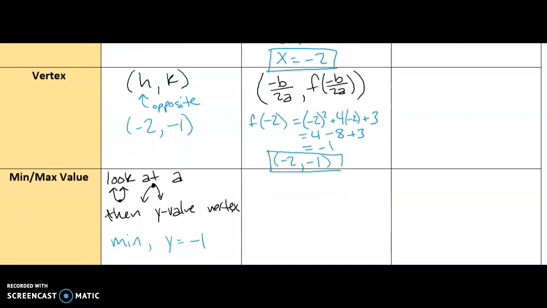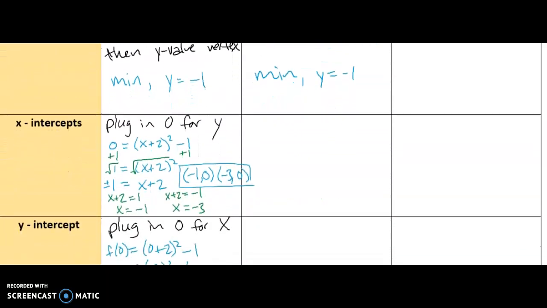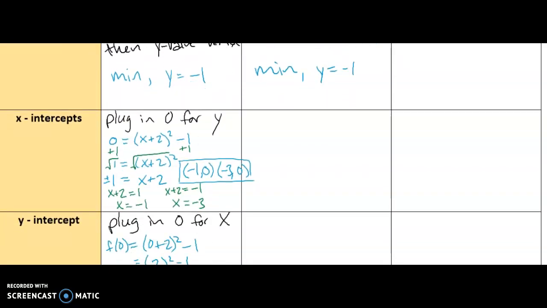Okay? To find the min or max value, it is going to look exactly the same as vertex form. And our a was positive, so that's a minimum. And the y value of the vertex was negative 1. Okay, to find x-intercepts here, we have to do something a little bit special. We actually have to plug in 0 for y, but then we're going to solve by factoring. And I'll show you what that looks like, okay?